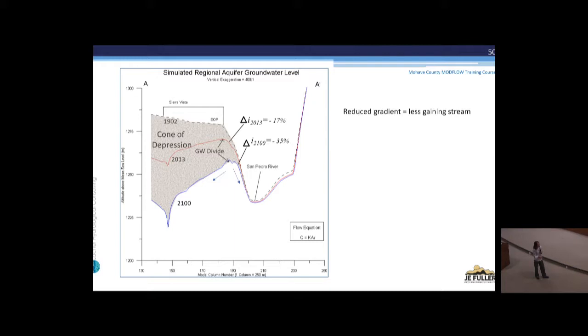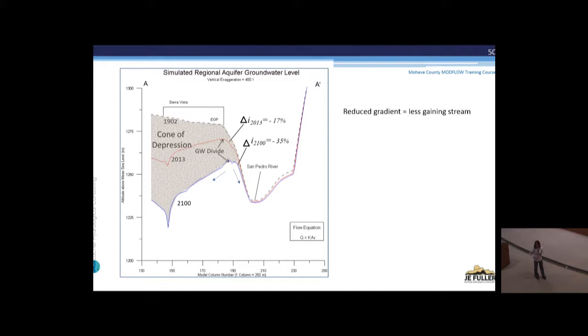By 2013, that cone of depression had brought this groundwater divide into play, dropped the heads all over the alluvial basin, and now that gradient between the mountains and the river is reduced by 17% over historic conditions. By 2100, that cone of depression is deeper. The groundwater divide is also deeper, and that means the gradient has now doubled to negative 35%.